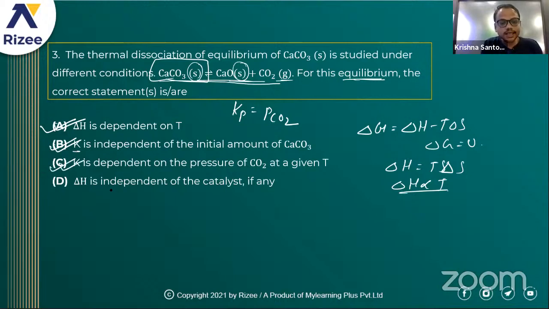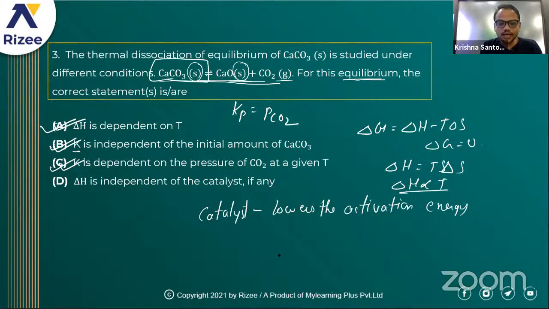Next, delta H is independent of the catalyst. See, whenever a catalyst is added, what is the work of the catalyst? It lowers the activation energy. The work of the catalyst is to lower the activation energy, but it doesn't change the enthalpy value. It will lower the activation energy only. So delta H will be independent of the catalyst. So the answer is A, B, C, D. So all are the answers here.